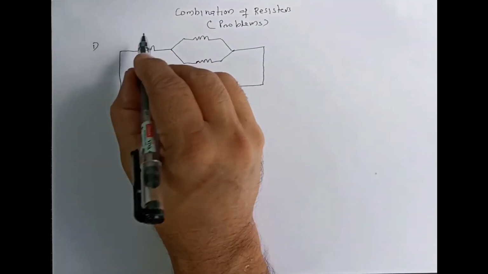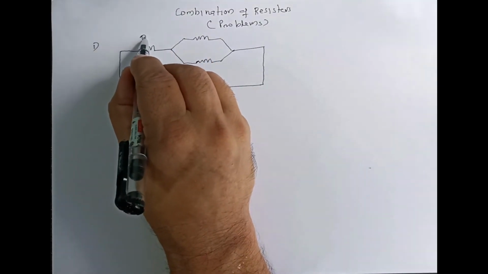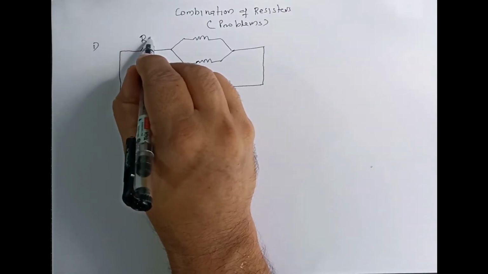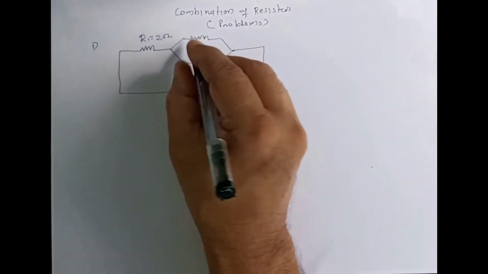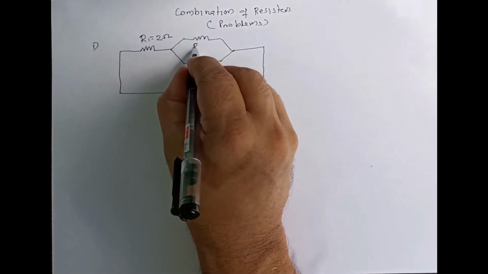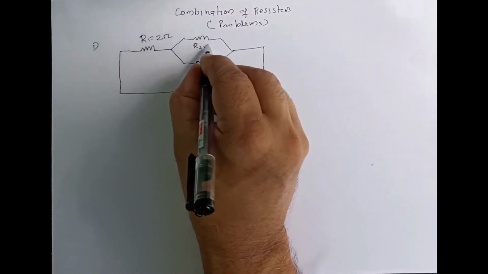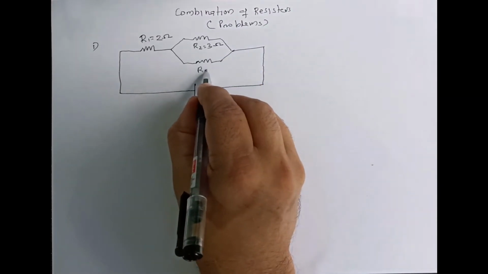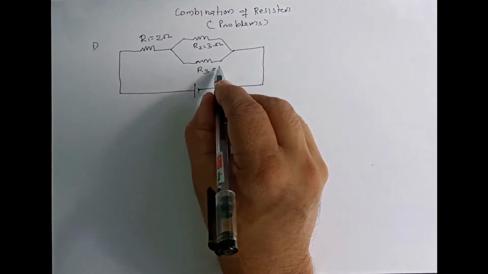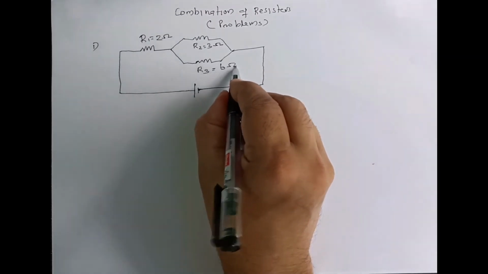Let us name this as R1. Let us take it as 2 ohm. This is R2. Take it as 3 ohm. Let's take this as R3. That is equal to, let's take it as 6 ohm.